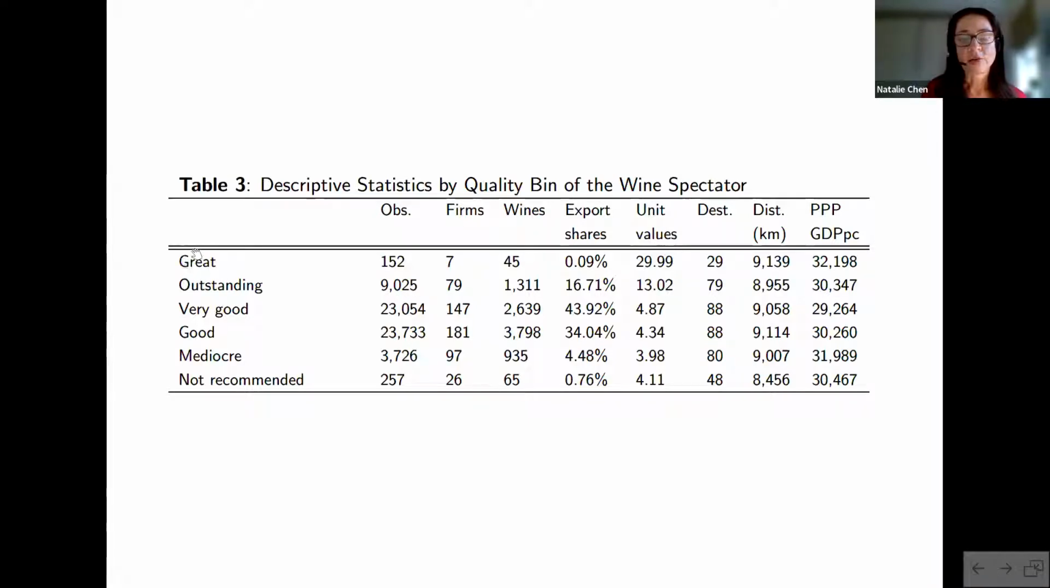Finally, for the higher quality wines, the great wines, here is the number of destination countries where they are exported. You can see that top quality wines tend to be exported to a smaller number of countries than the other categories of wines. Those countries tend also to be more distant from Argentina, and they also tend to be richer. So the top quality wines are exported further away and also to richer countries.